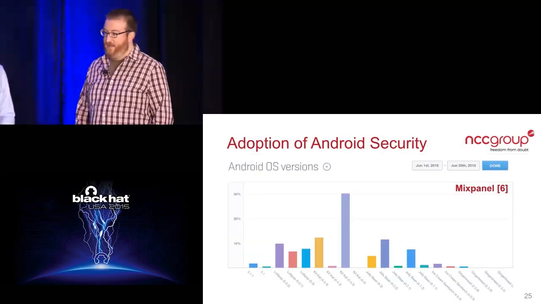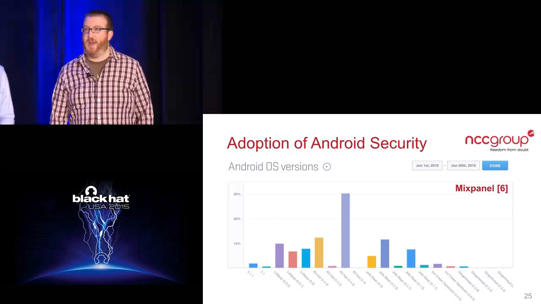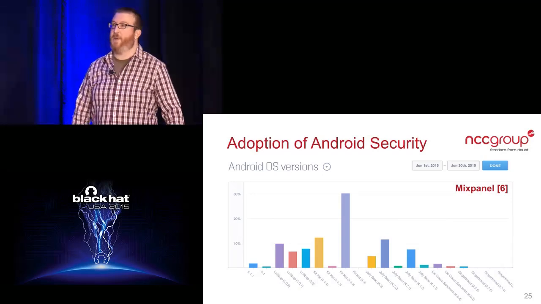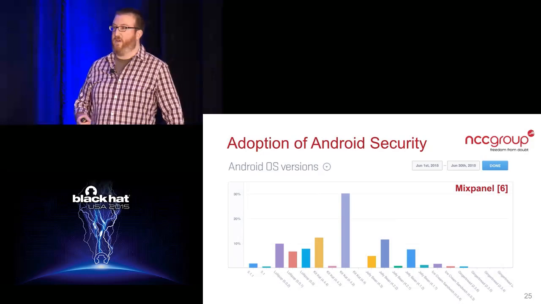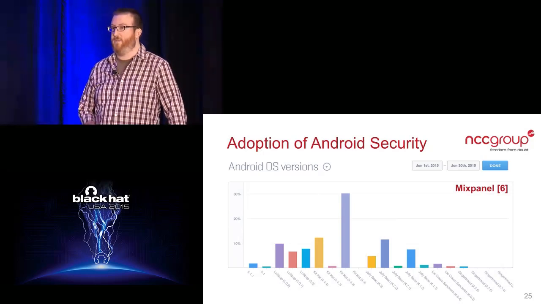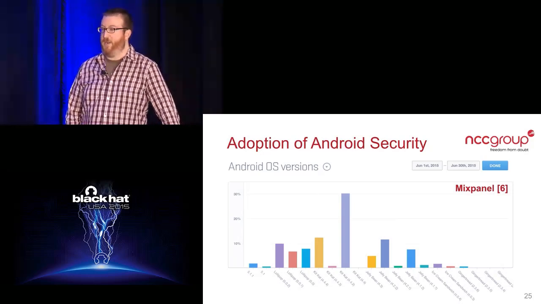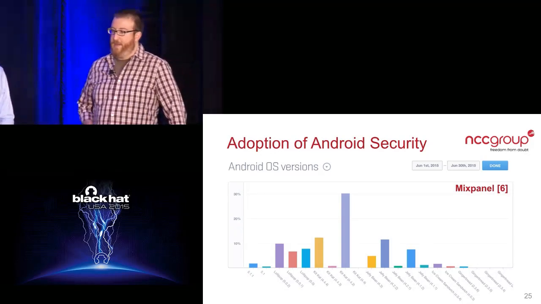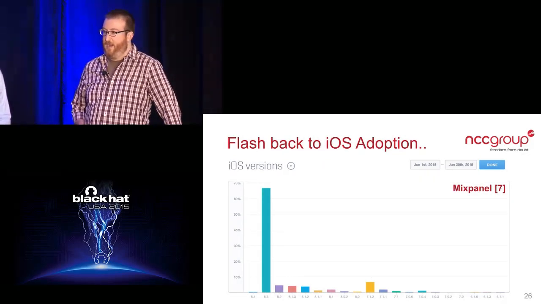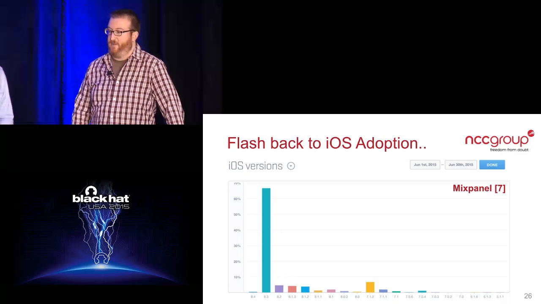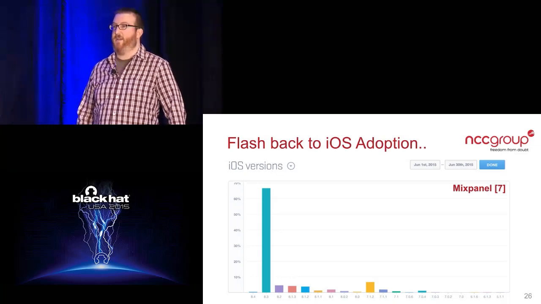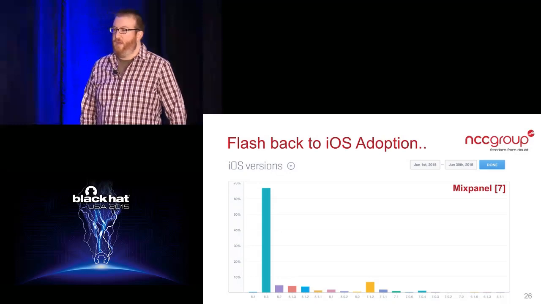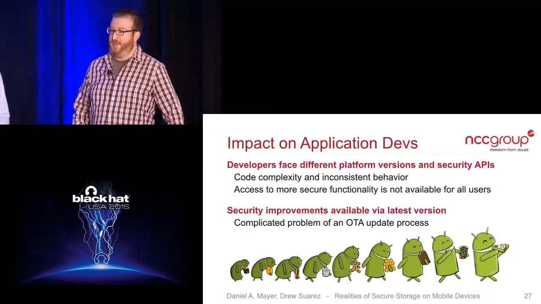If we look at the adoption of Android as a platform, it's pretty easy to see, and everyone's heard of, the fragmentation problem in Android. A lot of users are on an older version of the platform at this point. The majority of users are not using the latest possible version. It's interesting to compare that back to iOS, where the majority of users are on the latest version and thus have the latest security features available to them. So why is this so important to the ecosystem?